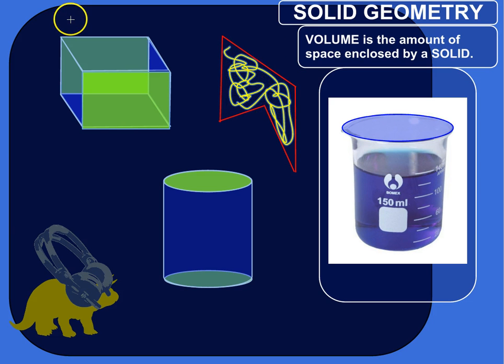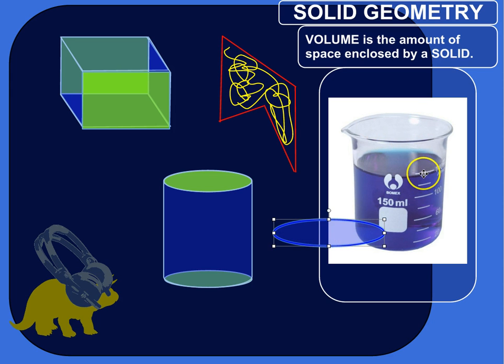Well, volume is like that, but in three dimensions. So it's the amount of space enclosed by a solid. To illustrate that, I've got this beaker, and I put a fake lid on it to make it into a solid, because a solid has to completely enclose an inside space. If there's no top here, that's not quite a solid by our mathematical definition, because it's open here. It doesn't enclose a space. So I gave us a top.